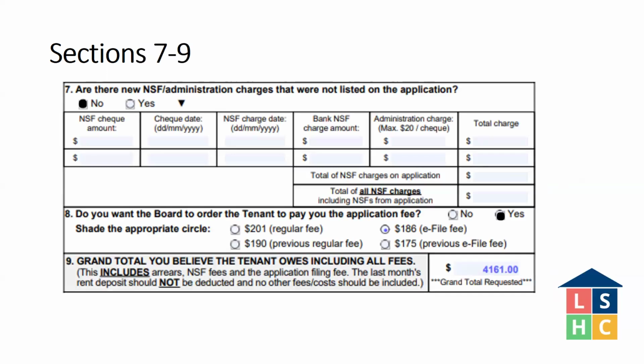NSF charges can be added in Section 7. In this example, there are no new NSF or administrative charges that were not listed on the application, so no is selected and the rest of the section is left blank. Section 8 allows the landlord to ask the tenant to pay the application fee. Shade the appropriate circle depending on what you paid and how you filed the application. Section 9 shows the grand total and adds everything together. In this example, the landlord is asking the tenant to pay a grand total of $4,161.